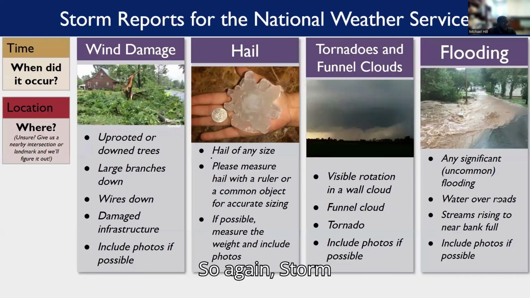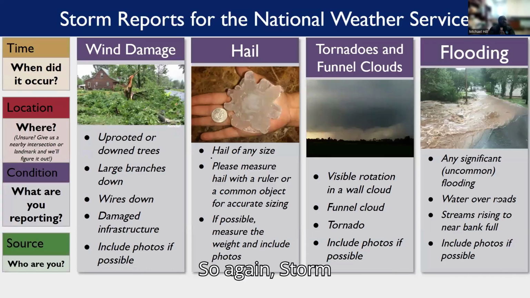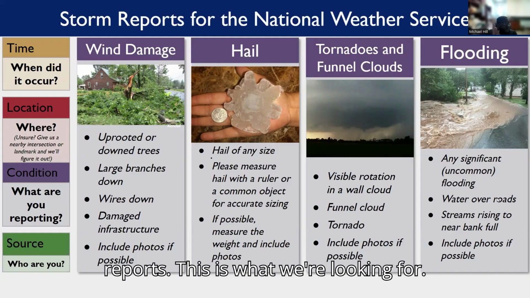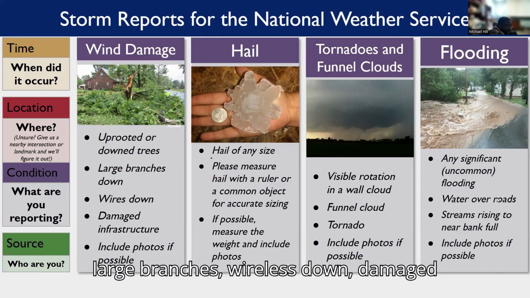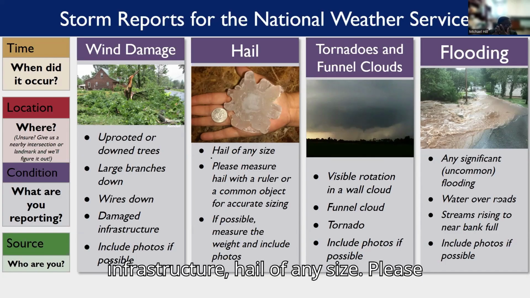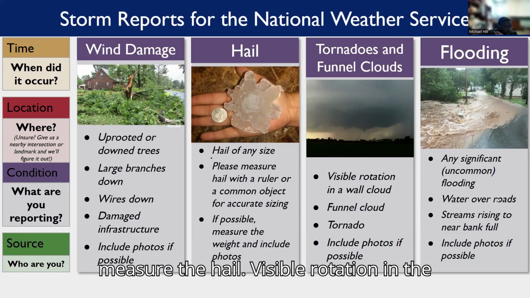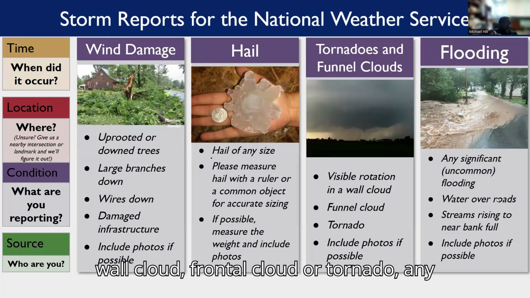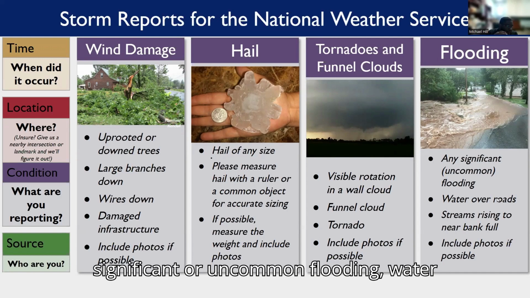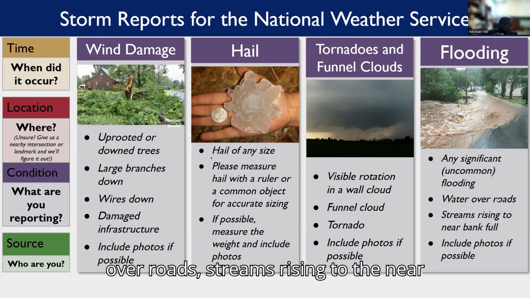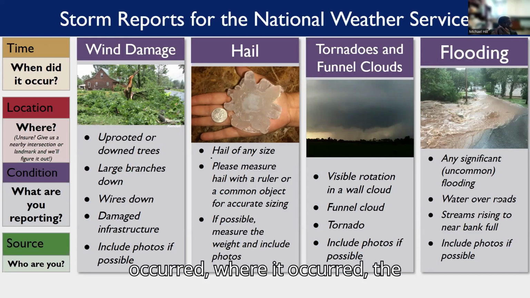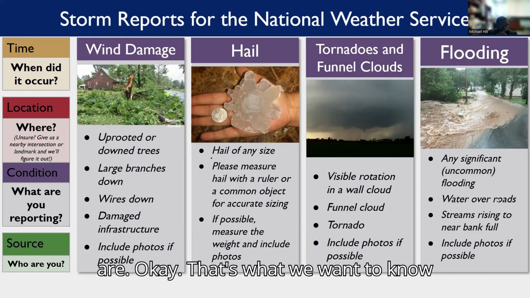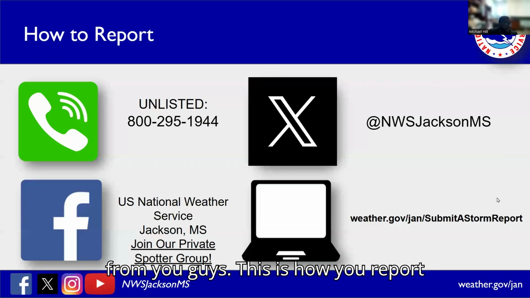Okay. So again, storm reports. This is what we're looking for. Wind damage, uprooted or downed trees, large branches, wires down, damaged infrastructure, hail of any size. Please measure the hail. Visible rotation in a wall cloud, funnel cloud, or tornado. Any significant or uncommon flooding, water over roads, streams rising to near bank full. We want to know what time it occurred, where it occurred, the condition you're reporting, and who you are. Okay, that's what we want to know from you guys.